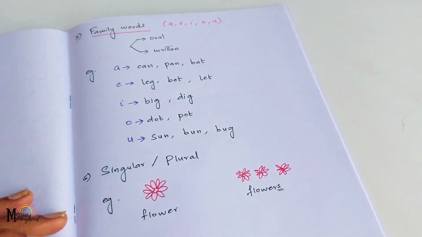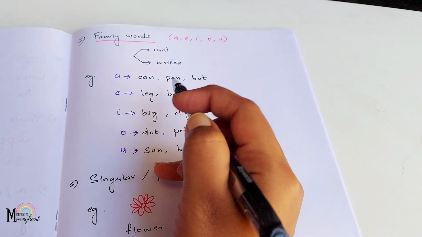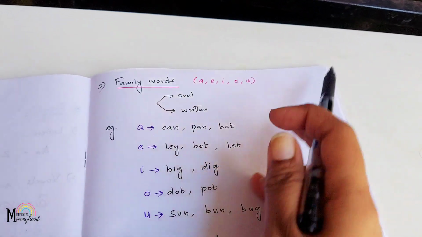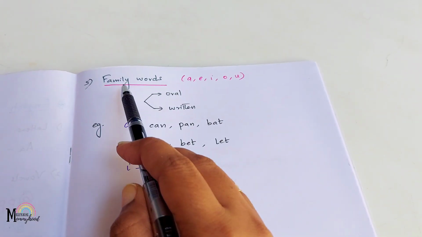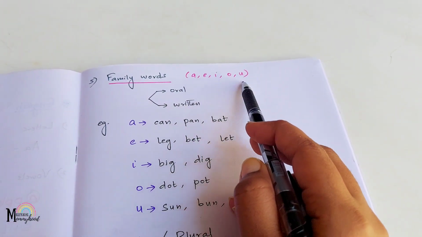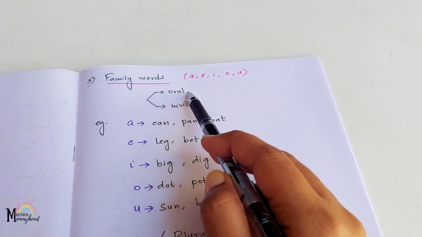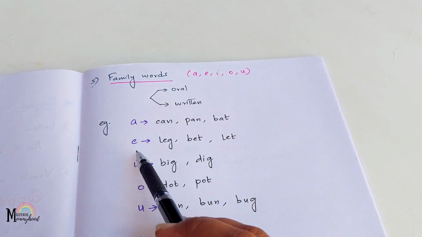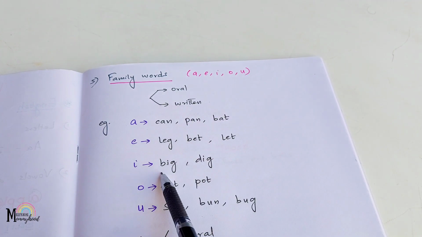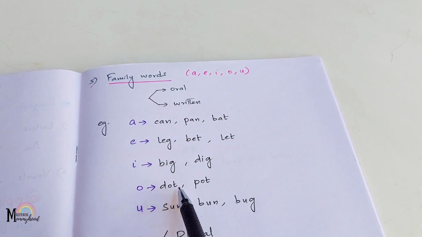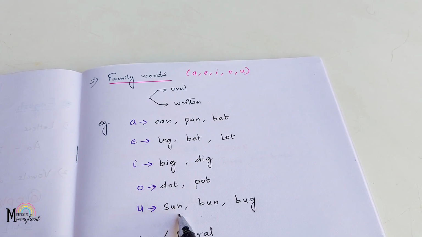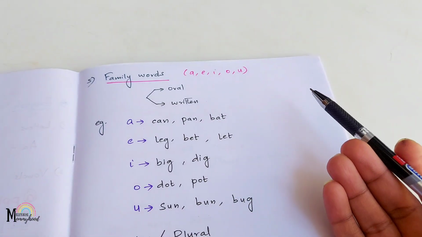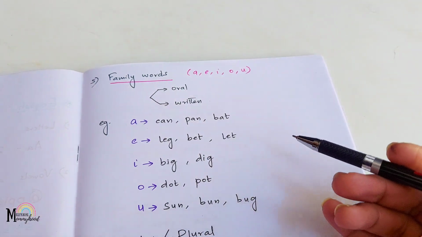The next concept that they'll be taught is family words. So family words are mainly taught for vowels, that is A, E, I, O, U. Over here, they'll mostly have oral and written forms of family words. Now, what are family words? For example, the words which are formed with the letter A, then E, then I, then O, then U. For example, can, pan, bat, and so on. So these are the different kinds of 3-letter words which are usually taught in oral as well as written form for children.